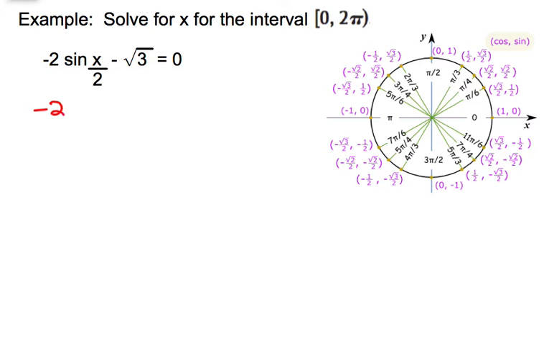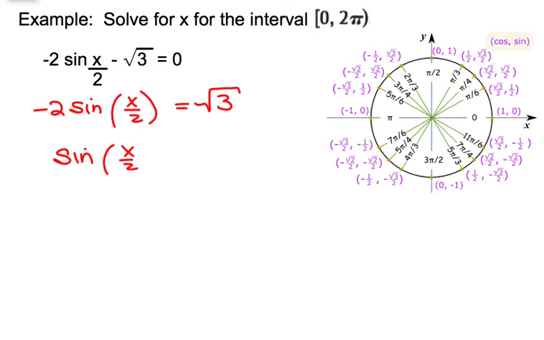So we're going to go ahead and say -2 sine of, I'm going to just throw a parentheses here, x over 2. And then we're going to undo that square root of 3. So we're going to add square root of 3 to both sides. Then the next thing we're going to do is undo the -2 in front of the sine function. So we're going to divide both sides by -2. So we have the square root of 3 over 2.